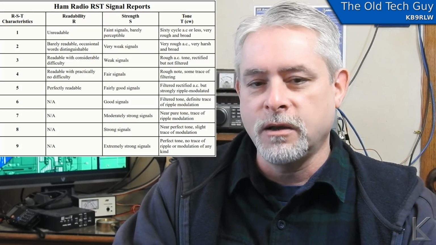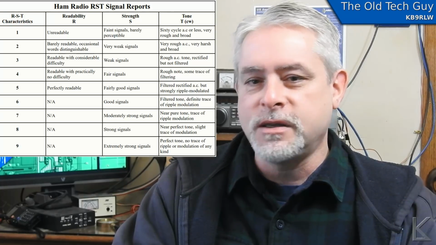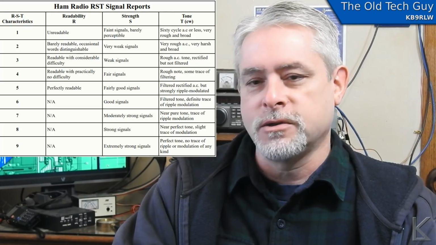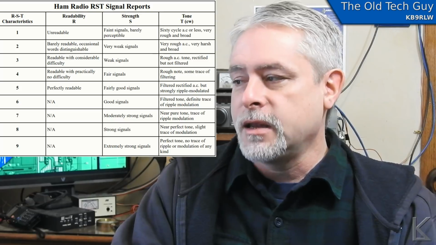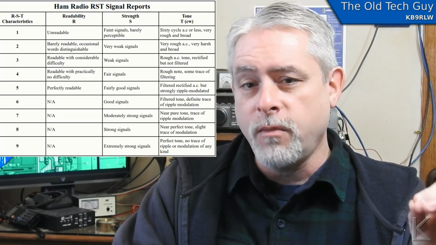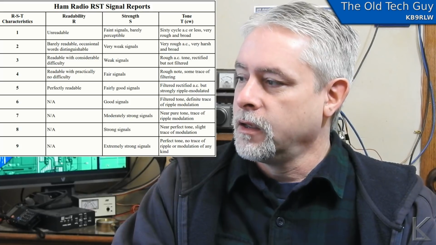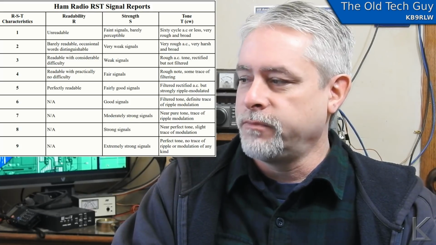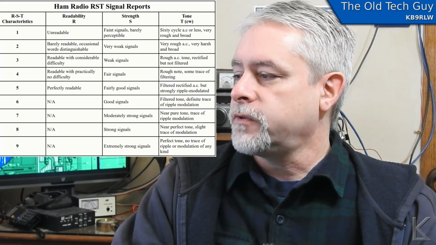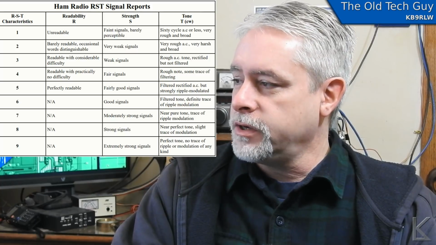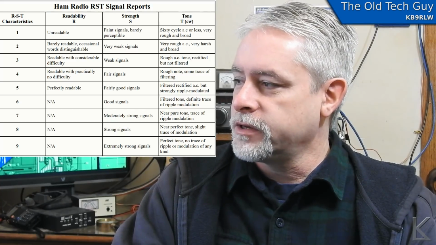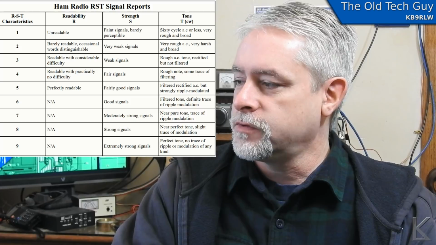If I'm hearing just about everything you're saying, I'm missing an occasional word because there's a little bit of fading, I might give you a 4 for readability. You're almost perfectly readable. I'm just dropping a word here and there. So that's readability. Pretty easy to estimate. Strength. As you can see from the table, it's fairly descriptive what they want you to use for the numbers.